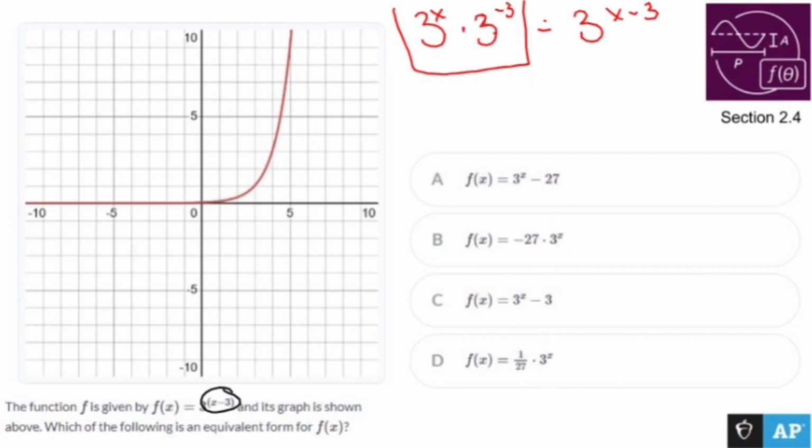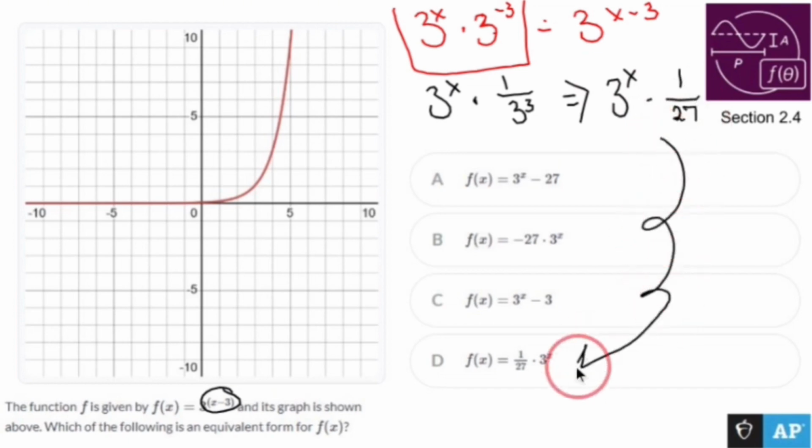Now, what I do know is 3 to the negative 3rd can be written out as 1 over 3 to the 3rd. So I have 3 to the x times 1 over 3 to the 3rd. Is that an option? No. So let's take it one step further. 1 over 3 to the 3rd can be written as 1 over 3 times 3, 9 times 3, 27. So is 3 to the x times 1 over 27 an option? Sure is. So what's the point of this picture right here? Nothing. Nothing at all. Tricked you.